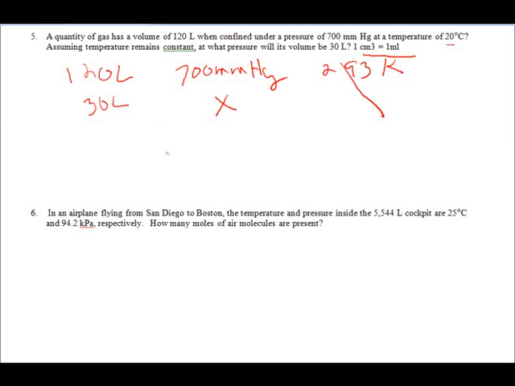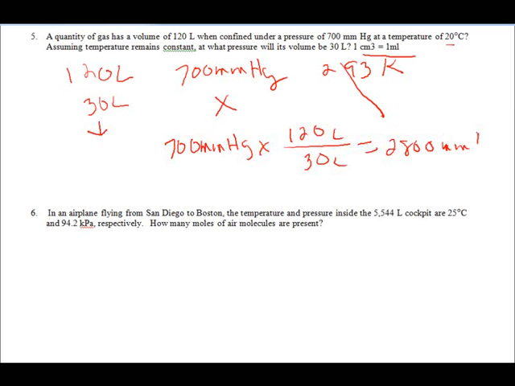Okay, so I'm trying to figure out the pressure. I've got 700 millimeters of mercury, and what I've got to look at is what volume factor I want to use. My volume has gone down, and if my volume goes down, my pressure is going to go up, so I need 120 over 30. When I do this, I get 2,800 millimeters of mercury. Okay, that's 2 sig figs, that works.